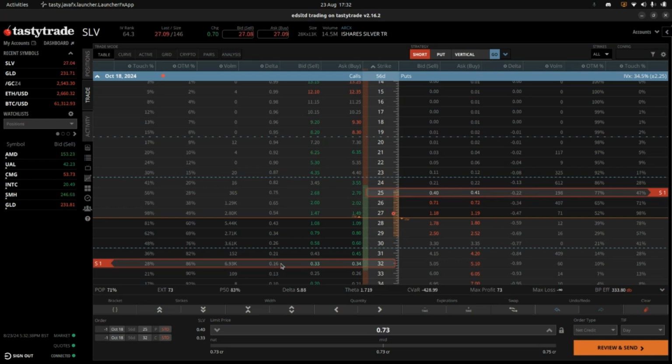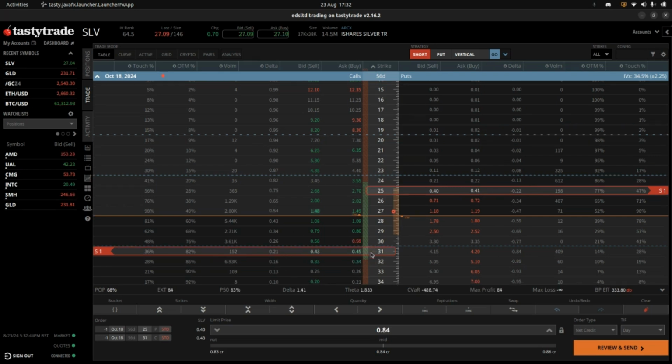Then to balance it out, I'd move the short call down to 31. So we've got a 21 delta there and a 22 delta there. Overall, we've got a net delta of 1.41, and that's perfectly fine and acceptable for us. With this trade now, we have a 68% probability of profit.